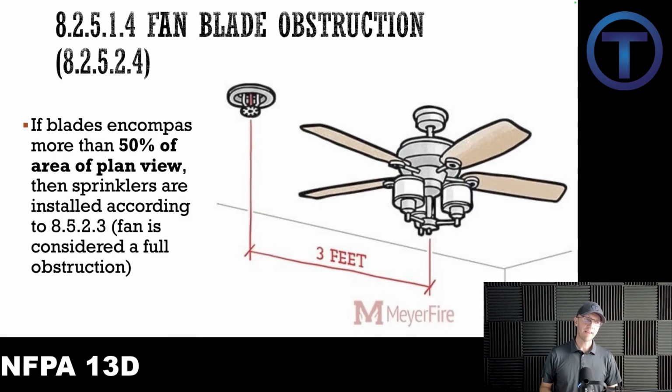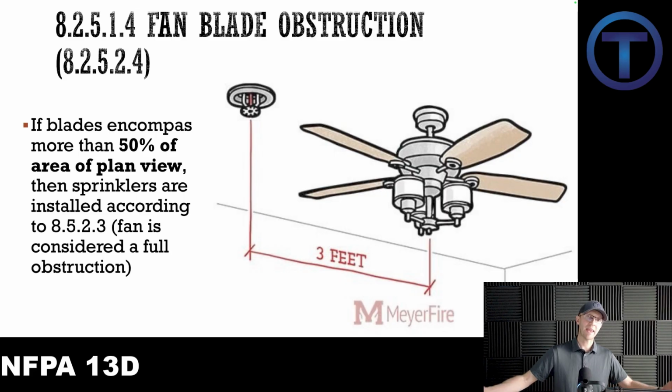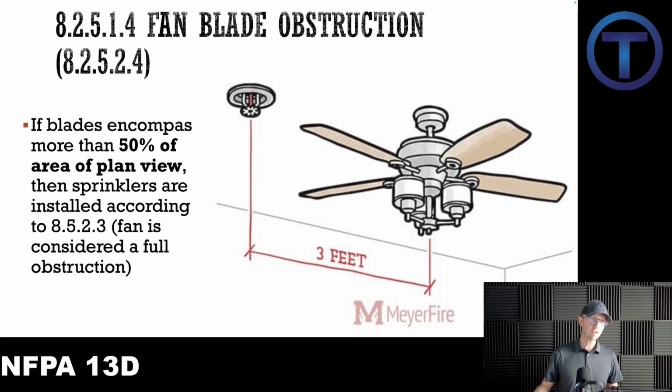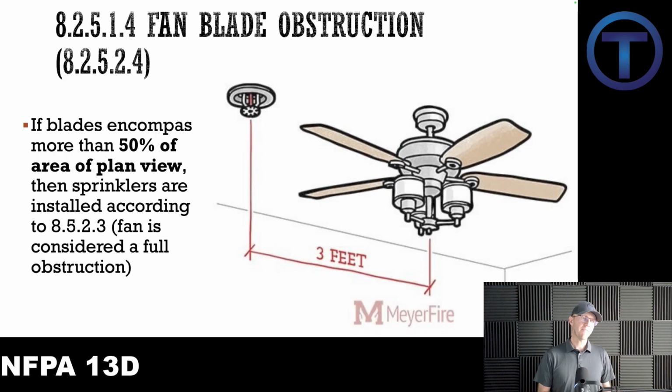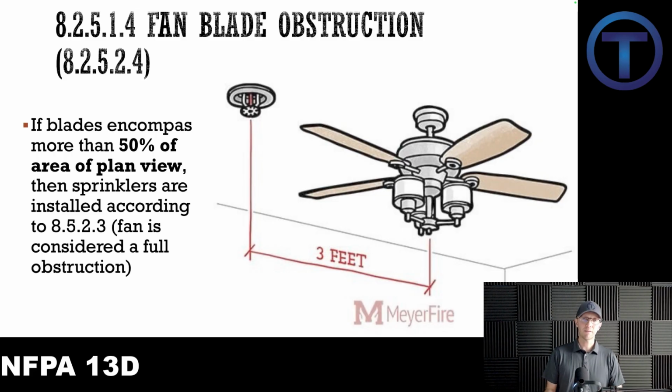What if you have a ceiling fan? Those blades could serve as an obstruction, and so we get this requirement. If the blade encompasses more than 50% of the area in plan view, that means you're looking down into the room, and those blade surfaces are taking up more than half of the space of the room, then sprinklers are installed according to 8.5.2.3, and that section's all about dealing with a solid obstruction. So if the fan is taking up half the space, we're just going to say this thing is an obstruction. It's considered a full obstruction, and we'll distance our sprinkler heads according to that.